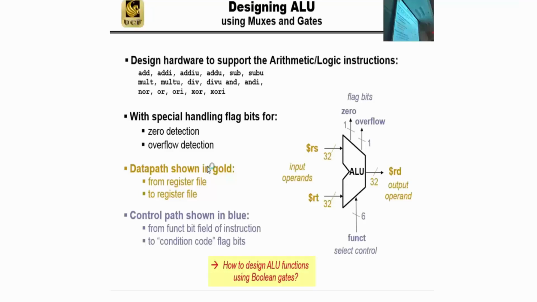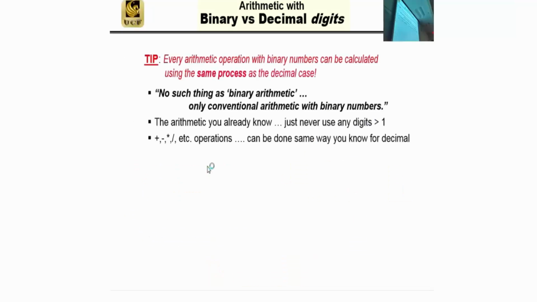Question, how do we design ALU functions using Boolean gates? It sounds very complex. How do you build a multiplier out of AND and OR? There's one great thing. We're using binary. It makes it so easy. This is the tip. I mentioned this, and now we're here. Every arithmetic operation is the same process as decimal. This is a saying that I have. It's my own saying, but it's the right way to think about it. There's no such thing as binary arithmetic. There's only conventional arithmetic with binary numbers. It's the same arithmetic you already know. We're just not going to use any digits greater than 1.